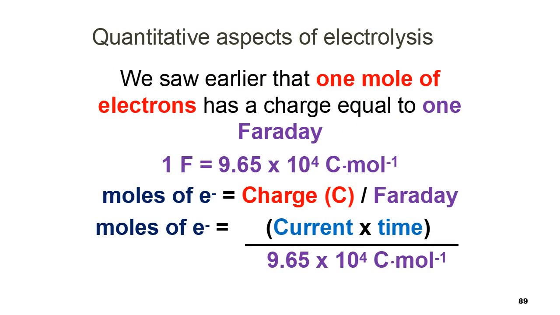Recall that we earlier saw that 1 mole of electrons has a charge equal to 1 Faraday, which is equivalent to 96,500 coulombs per mole. Hence, to find the number of moles of electrons deposited during an electrolysis process, we divide the charge by the Faraday constant.